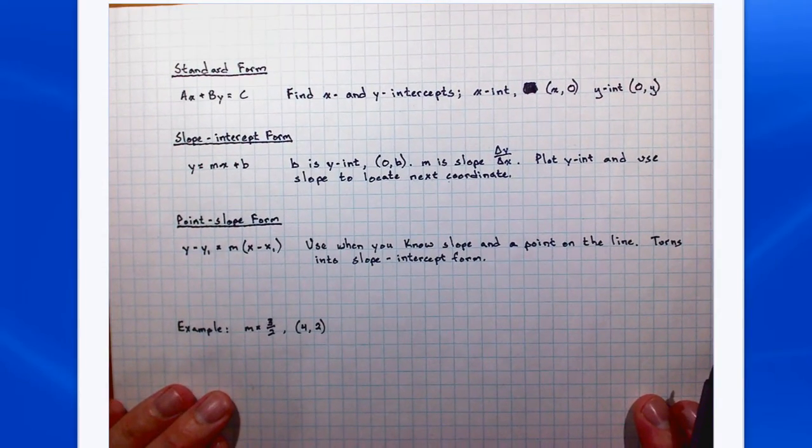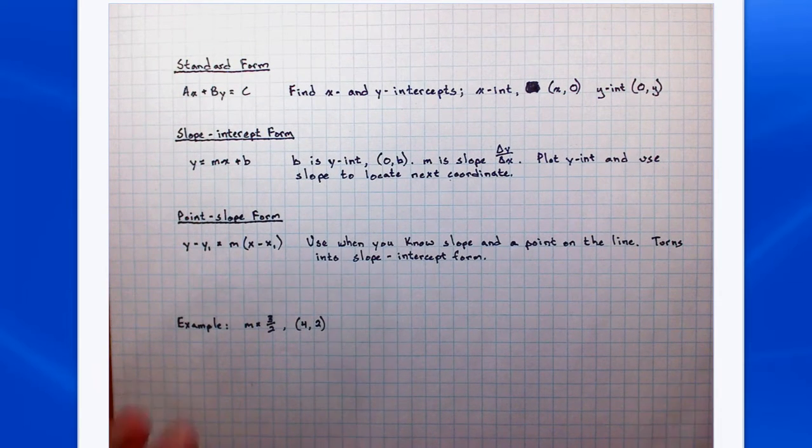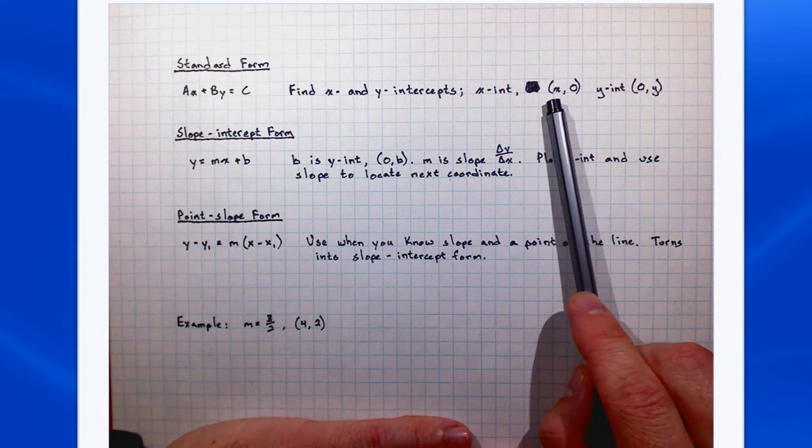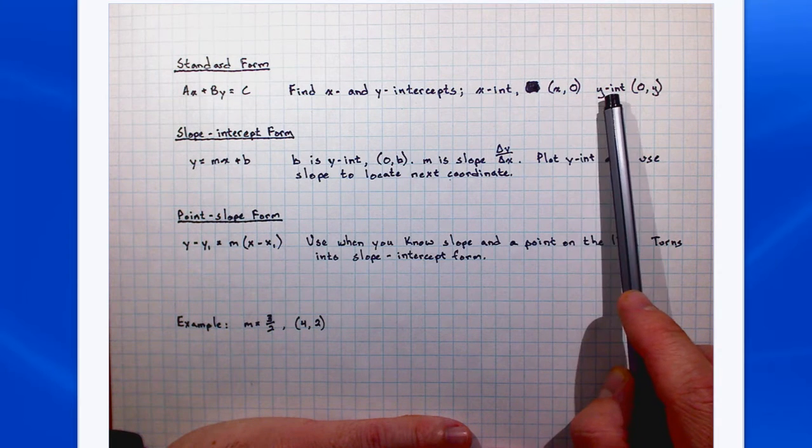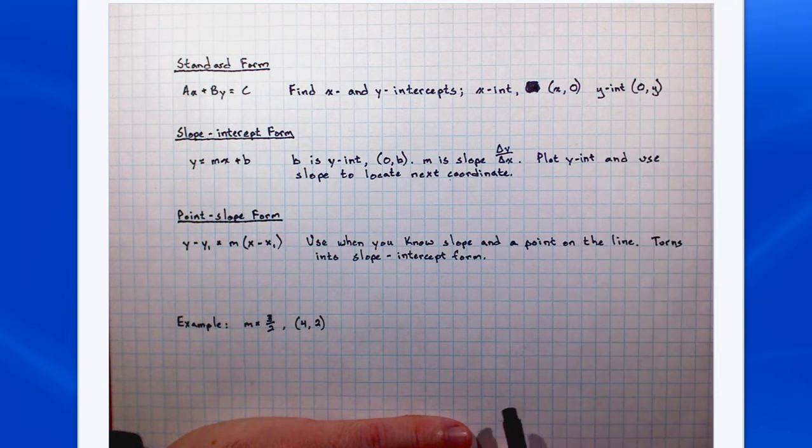Real quick review. We covered standard form already. That is ax plus by equals c. We used that to graph using the x and y intercepts. The x-intercept is of the form x, comma 0. Y-intercept is of the form 0, comma y. Slope-intercept form. Y equals mx plus b. B is my y-intercept, 0, comma b. M is my slope. Slope is the change in y's over the change in x's. I will plot my y-intercept and then use slope to locate the next coordinate. Slope gives you direction.